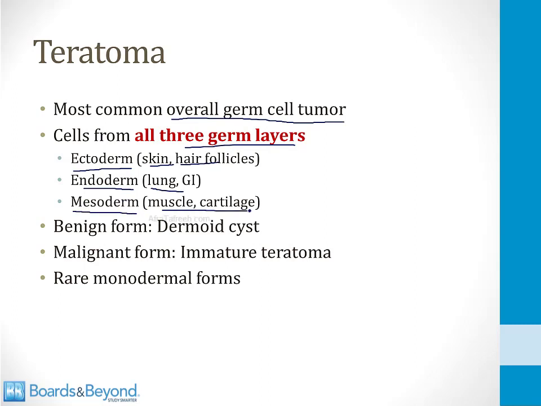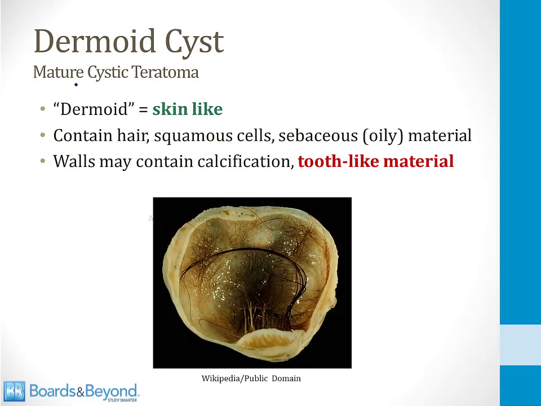There is a benign form of an ovarian teratoma, which is called a dermoid cyst, and there's a rare malignant form called an immature teratoma. And we'll also talk about the fact that there are rare monodermal forms, meaning they contain only one germ layer. We'll start by talking about the benign form of teratoma of the ovary, which is called a dermoid cyst. It's also sometimes called a mature cystic teratoma.